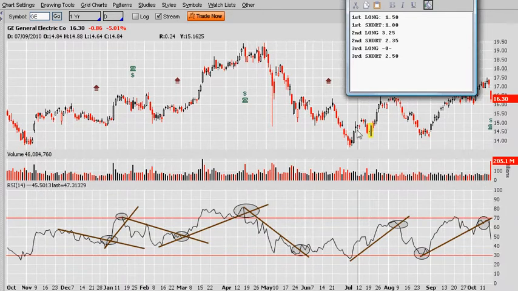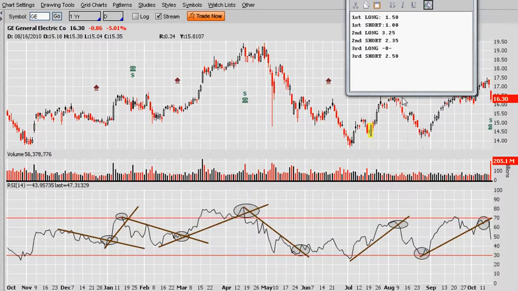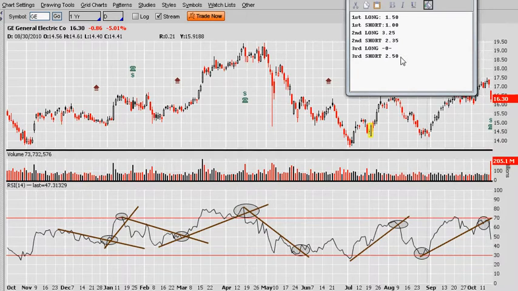Am I getting this right? Hold on a sec. Here, let me start one more time. This is our first long, from here to there. This is our first short, from there to there. This is our second long, from there to there. Our second short, from there to there. Our third long, from there to there, our third short from here to here, and then finally, when we're done, we do our last long, which is from here to here.